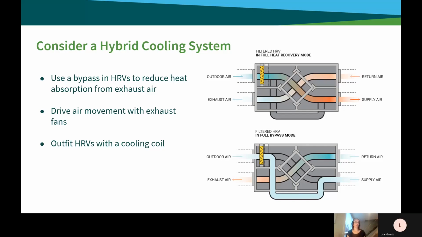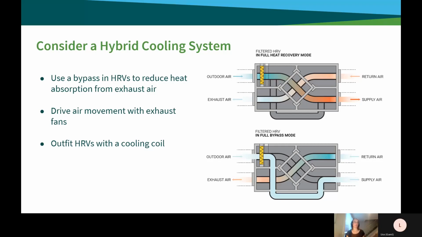Some examples of hybrid cooling systems include using a bypass in your heat recovery ventilation unit to help ensure that cooler air brought into a building from the outside avoids absorbing any heat from the warm air being exhausted, helping to keep your indoor temperatures lower. So this strategy is effective when your indoor building temperatures are higher than your outdoor temperatures.